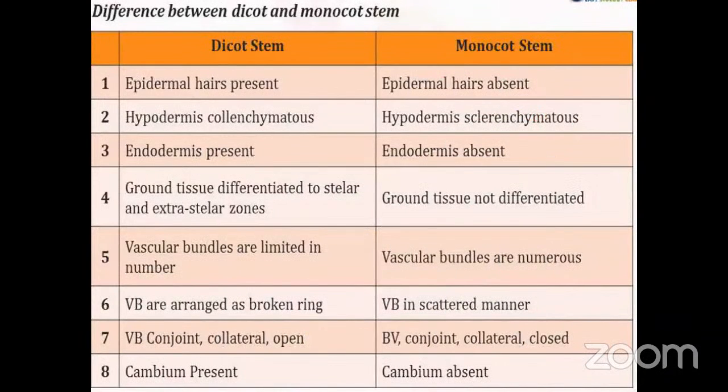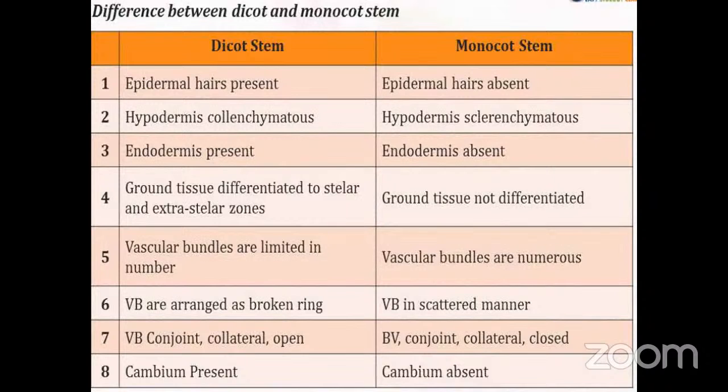Coming to this, this is the structure of the monocot stem. Then there are differences between dicot and monocot stem. In the dicot stem, epidermal hairs known as trichomes are present, whereas in the monocot stem, epidermal hairs are absent. In the dicot stem, the hypodermis is collenchymatous, and here the hypodermis is sclerenchymatous. Endodermis is present in the dicot stem and absent in the monocot stem. In the dicot stem, ground tissue is differentiated as extrastellar and intrastellar. Extrastellar means outside the vascular bundles, that is outside the stele. Intrastellar means the vascular bundles, inside the endodermis.